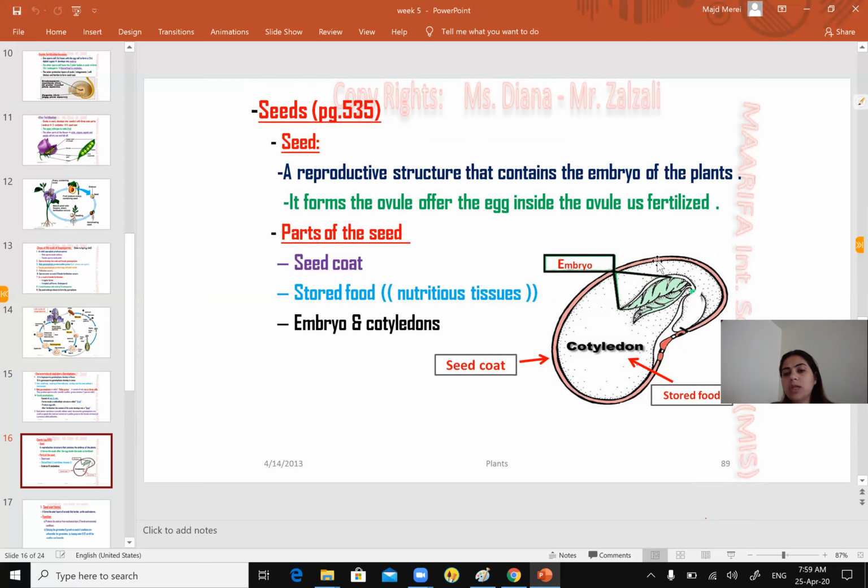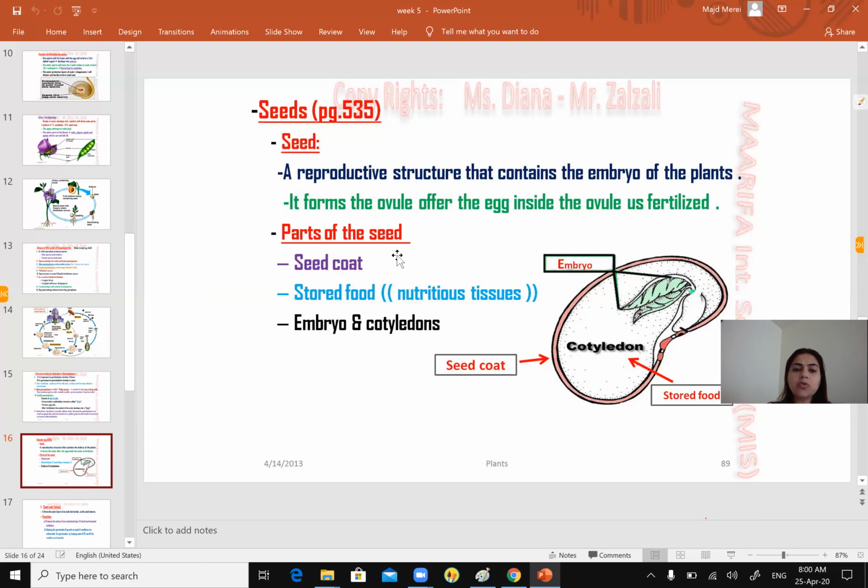The outermost one, this one with the brown color, is the seed coat. Then the nutritious part. You will notice that in some diagrams it is labeled as endosperm, in some diagrams as cotyledon. Why? You will learn this when we compare monocot and dicot. And the third part is the embryo. Actually, the embryo is made up of three parts: a part that will form the root, called the radicle, a part that will form the leaves, the plumule, and the third part, the cotyledon.